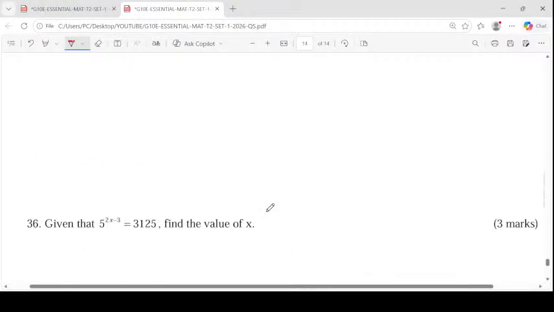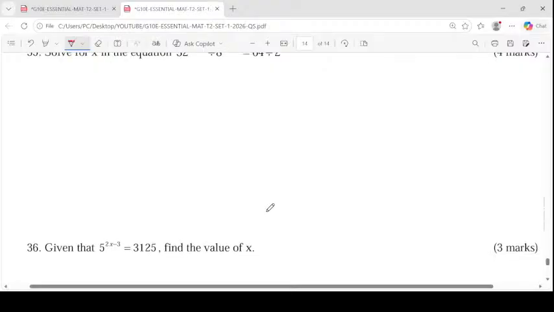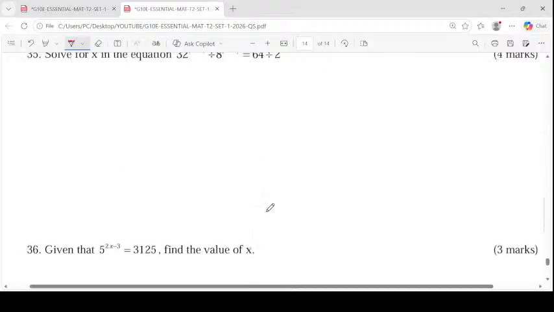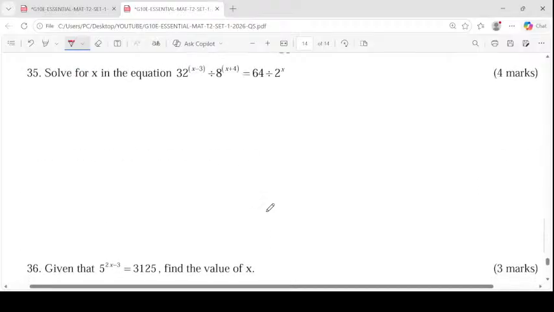Let us look at question 35. Remember, the paper goes up to question number 37, but we are winding up. Question number 35. We are being told to solve for x in the equation 32 power x minus 3 divided by 8 times 8 power x plus 4 is equal to 64 divided by 2 power x.